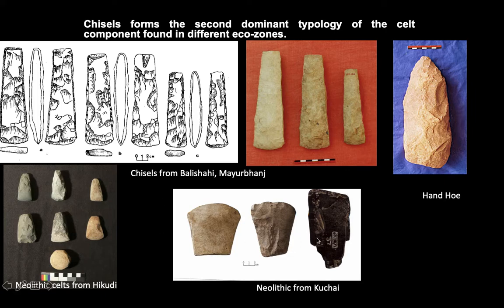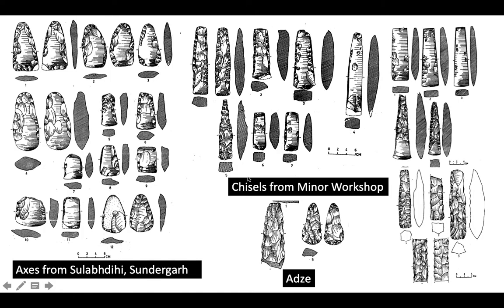Then this is the Neolithic axe from the site Kuchai, and these are some of the Neolithic axes from the site called Bali Sai from Mayurbhanj district. And these are coming to the Sulabhdihi Neolithic axe. So what you find here is that different sizes of the Neolithic axe are found in the case of Sulabhdihi. So there are different manufacturing evidences there.